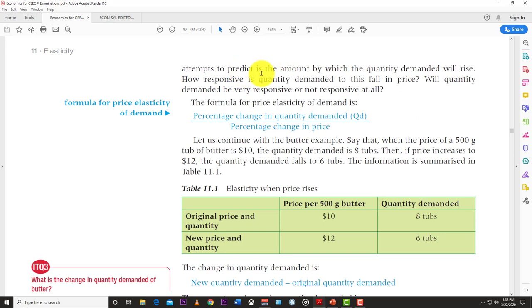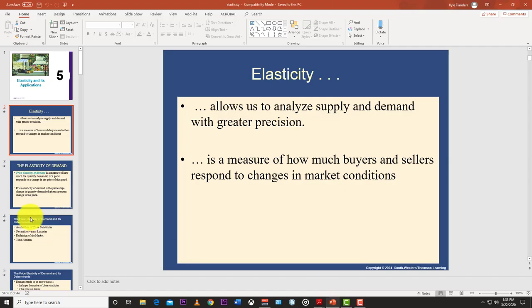So we're going to continue using the textbook here. How responsive is quantity demanded to this falling price? Will quantity demanded be very responsive or not responsive at all? The formula for price elasticity of demand is percentage change in quantity demanded, or QD, over percentage change in price. So that's two parts here. It's the percentage change in the quantity demanded divided by the percentage change in the price. That's the formula for elasticity of demand.